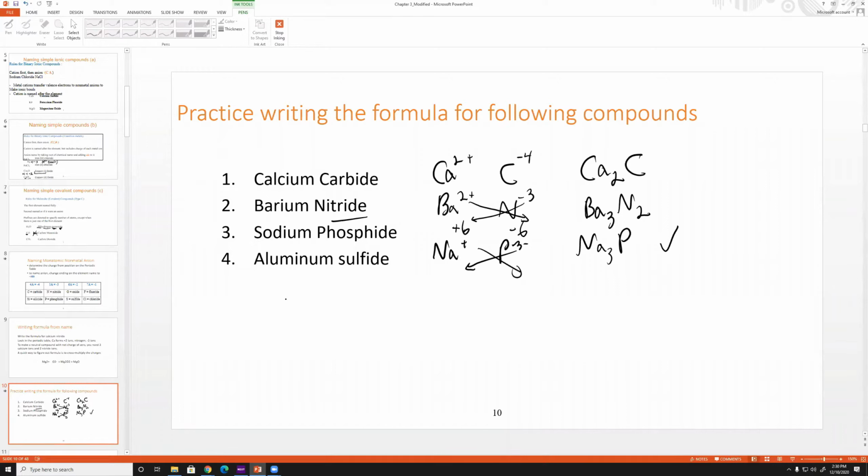For aluminum sulfide, aluminum would be a 3+ charge. Sulfur is a 2- charge. So we can also do the crisscross rule, and we end up with Al2S3. And mathematically, this checks out because aluminum is a 3+ charge. There's 2 of them, so that's +6. And then there's 3 sulfurs, which are -2 each, which would be -6, and that cancels out.